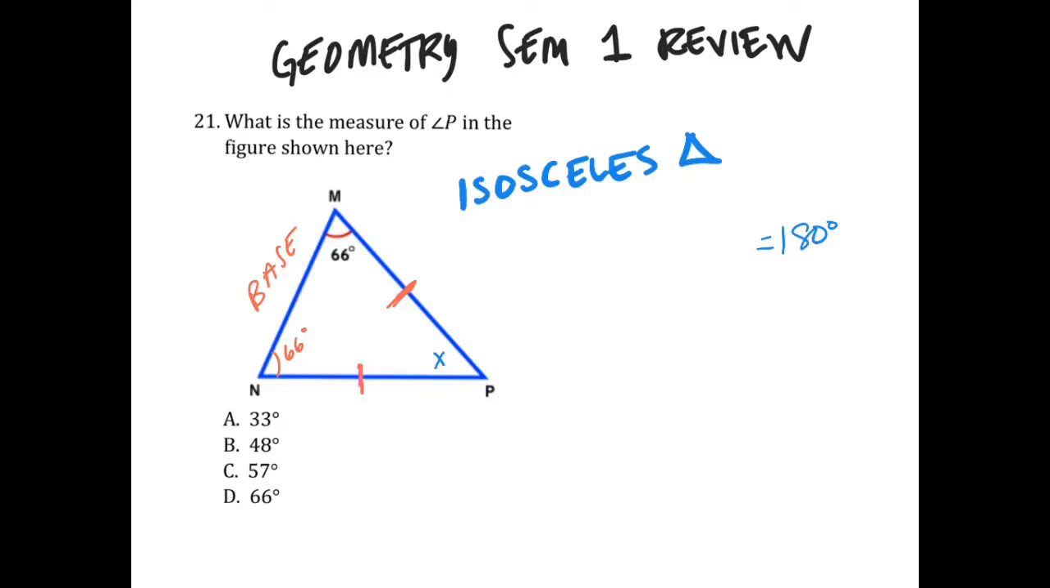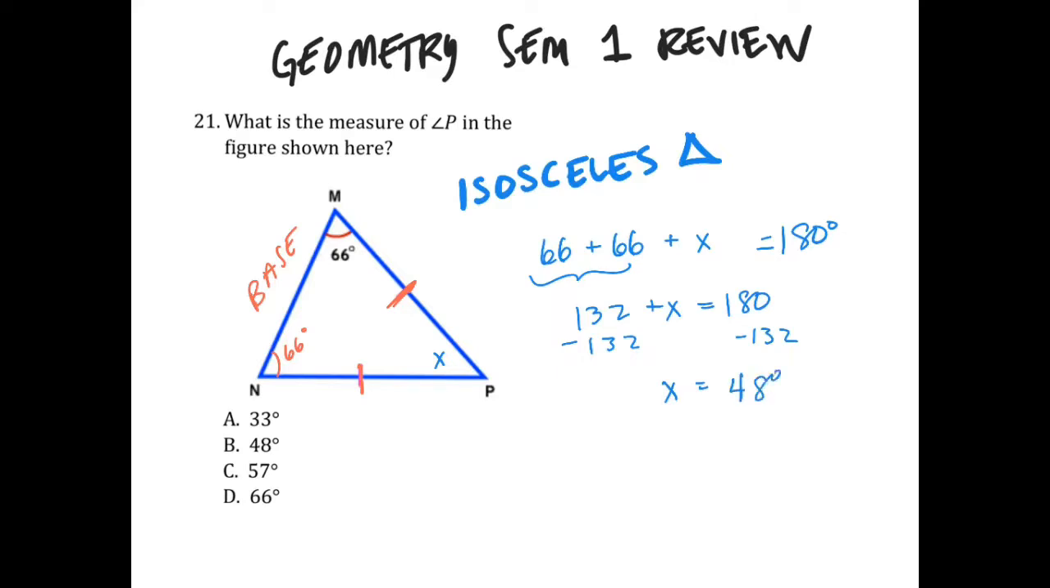So I can write an equation that says 66 plus another 66 plus the missing angle X is equal to 180. And then I can solve that equation by combining my like terms. 132 plus X equals 180, and then subtracting 132. So the missing angle was equal to, looks like 48 degrees.